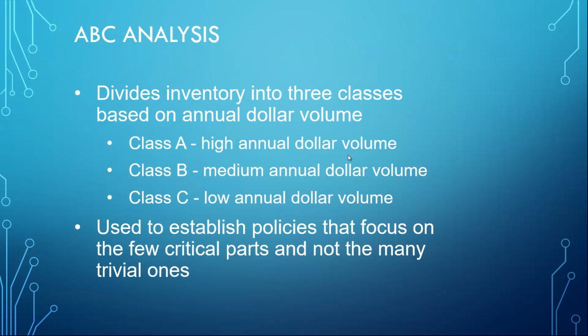One of the most used classification techniques in an inventory system is the ABC analysis technique, which divides inventory into three classes based on annual dollar volume. Class A, high annual dollar volume. Class B, medium annual dollar volume. Class C, low annual dollar volume. This technique or approach is used to establish policies that focus on the few critical parts and not the many trivial items that are in inventory.